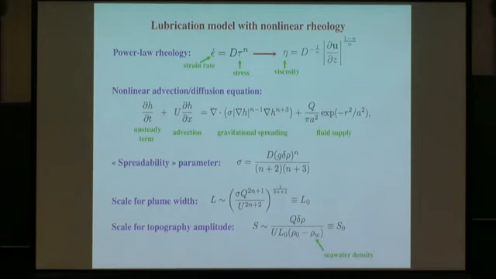The scale for the plume width that comes out of this, by a scaling analysis of the equations, is this rather complicated affair, which again reduces to what we saw before if n equals 1. And so I'll call that L sub 0. And then finally, the scale for the topography amplitude is this. You see the scale L sub 0 appears there, and it's given by this.